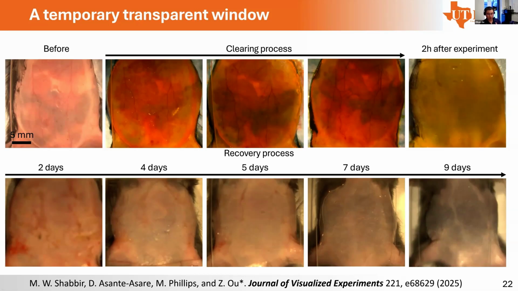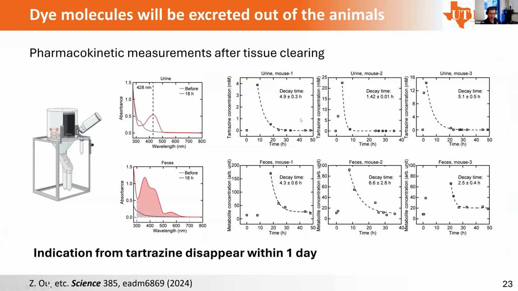That's another selling point of this method: we return the animal back to the animal facility, and we can see that over several days the fur is gradually growing back, so that you can continue working with the same animal over an extended period of time. And we also quantified how long it takes for this food dye to clear from the animal body. By tracking the urine and feces, it usually takes about a day or two.